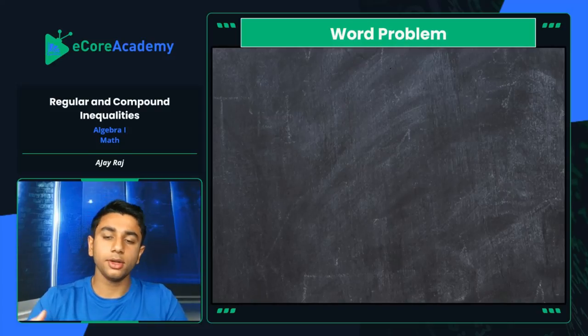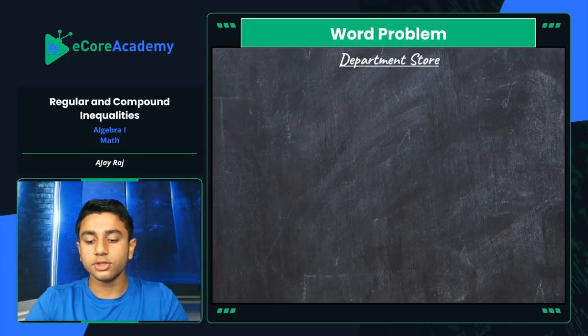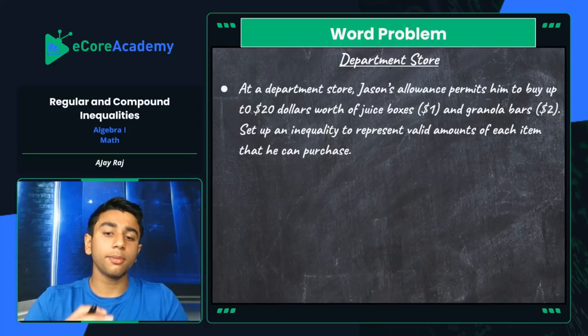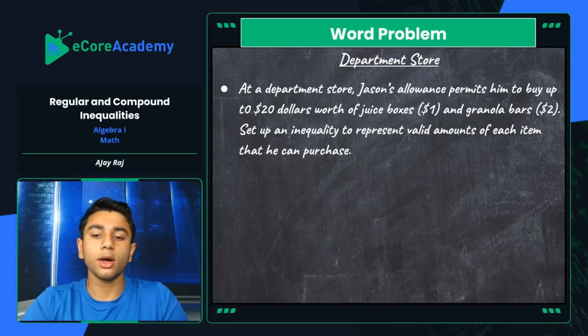Simply enough, those compound inequalities shouldn't be too difficult. Just doing some practice is useful, so that's why I'm going to be introducing this word problem to you. So this is a department store word problem, just to give you some background. At a department store, Jason's allowance permits him to buy up to $20 worth of juice boxes, which are $1 each, and granola bars, which are $2 each. Set up an inequality to represent valid amounts of each item that he can purchase.